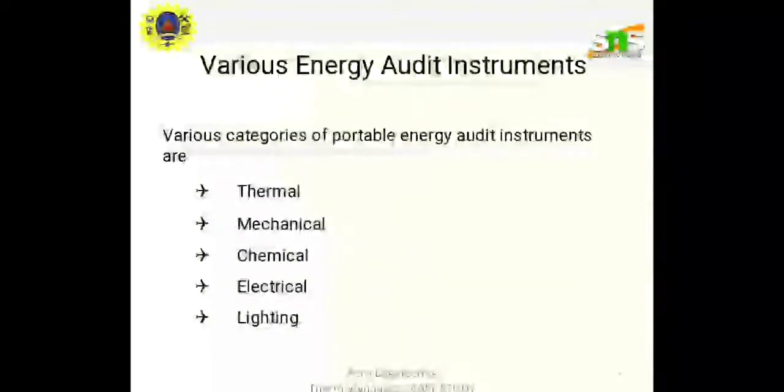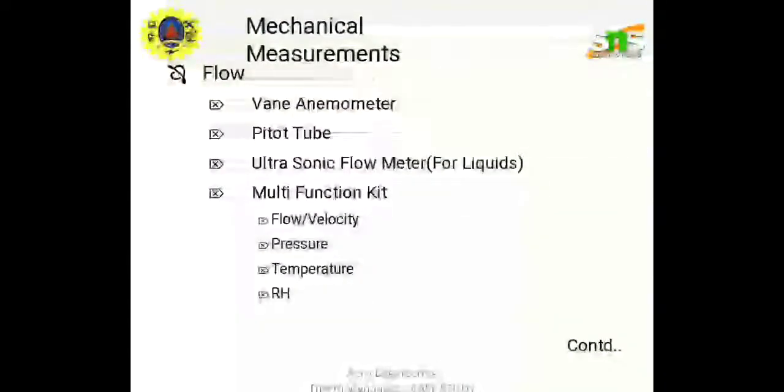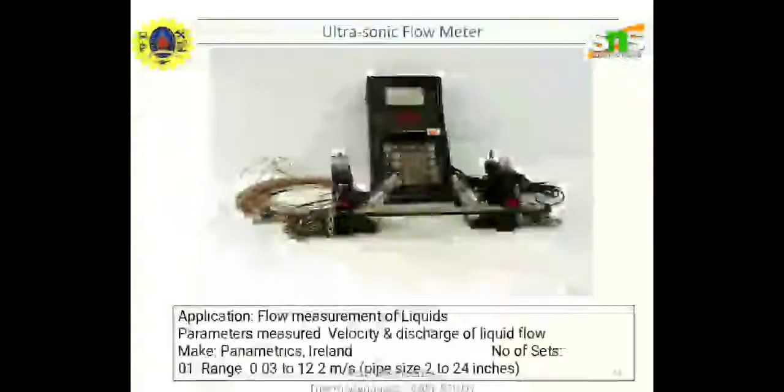Various energy audit instruments are thermal, mechanical, chemical, electrical and lighting. Temperature can be measured by thermometer, thermocouple and indicator, thermograph, data logger, pyrometer and hygrometer. These are the mechanical measurements of vane meter, pitot tube, ultrasonic flow meter and multifunction kit. The chemical measurements are oxidizer, fire kit and flue gas analyzer.